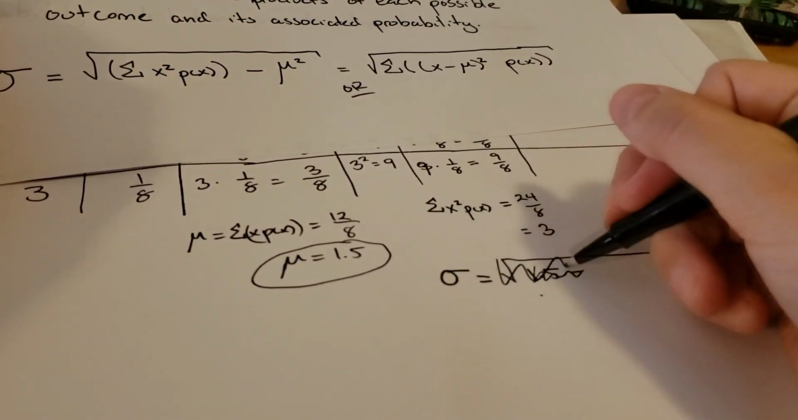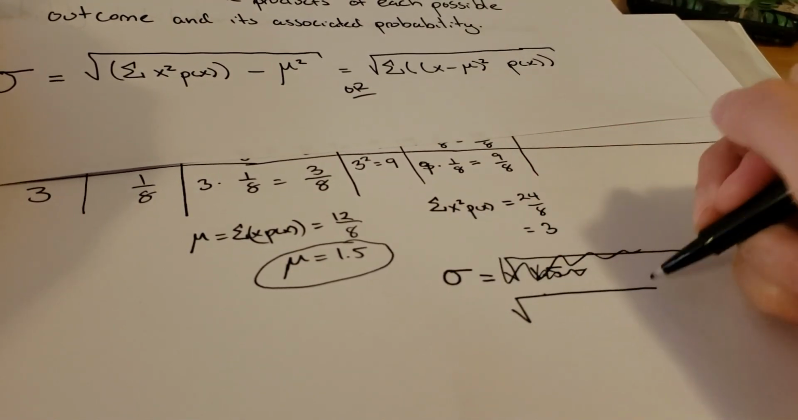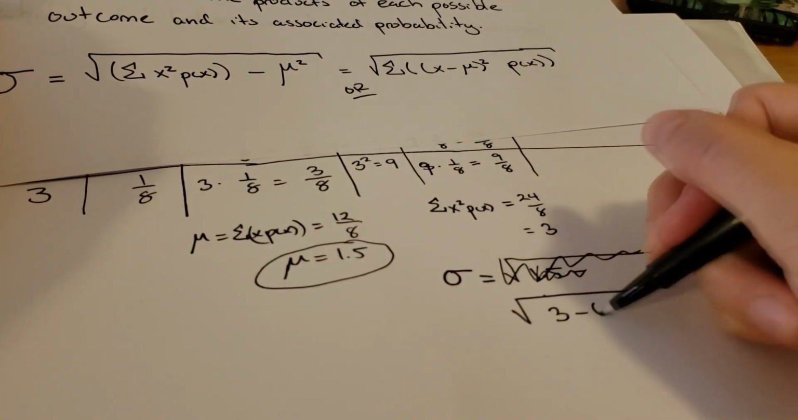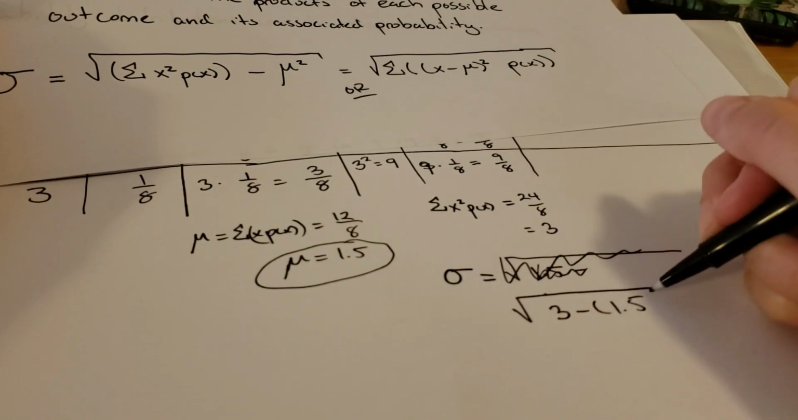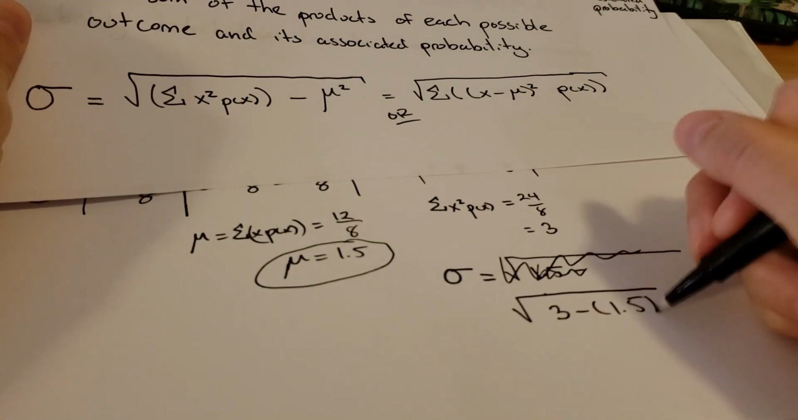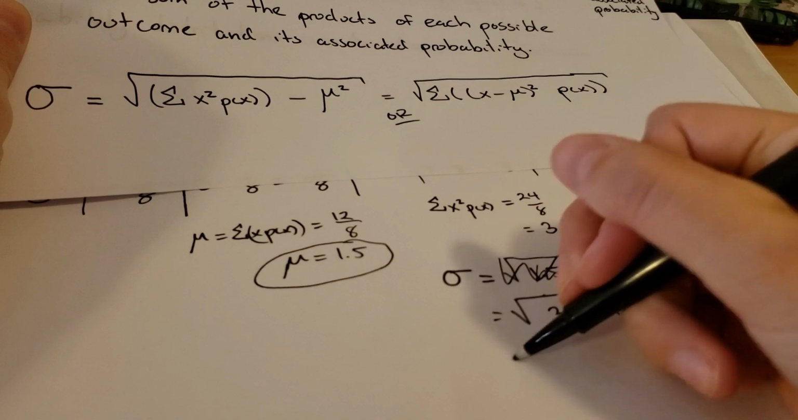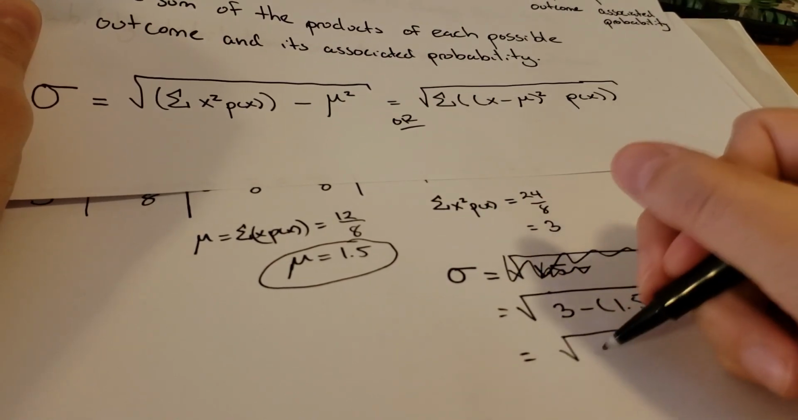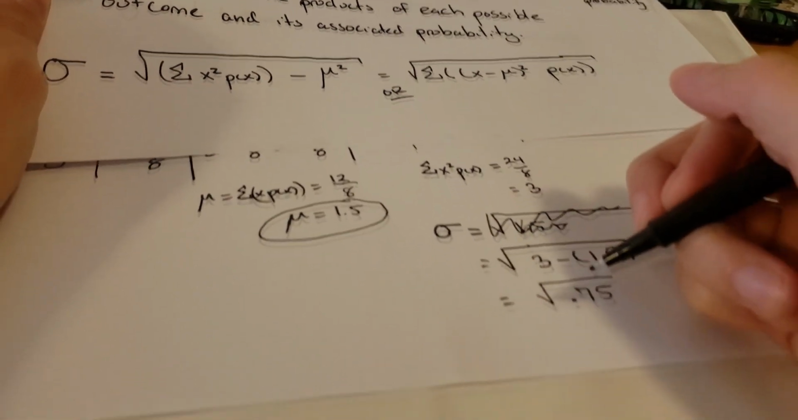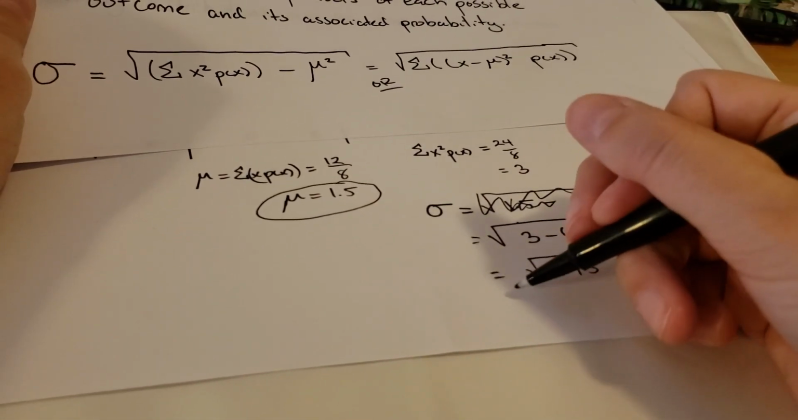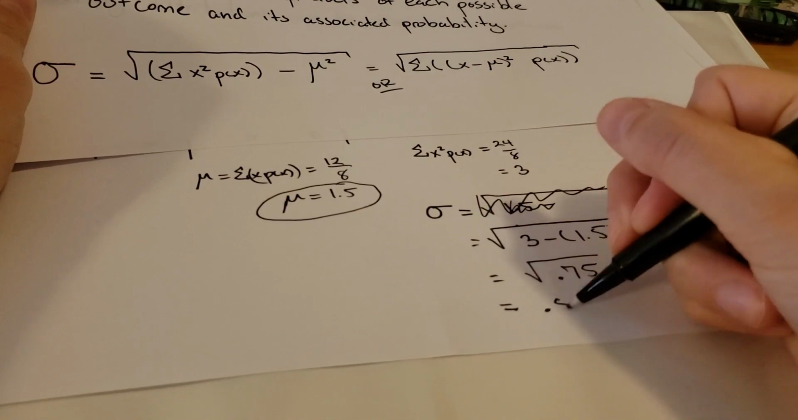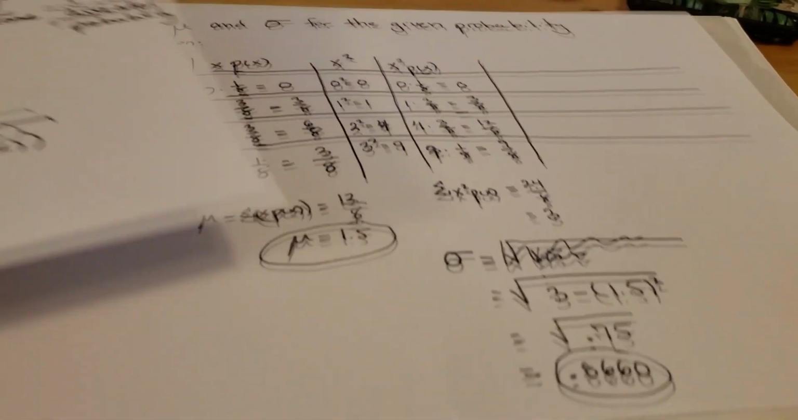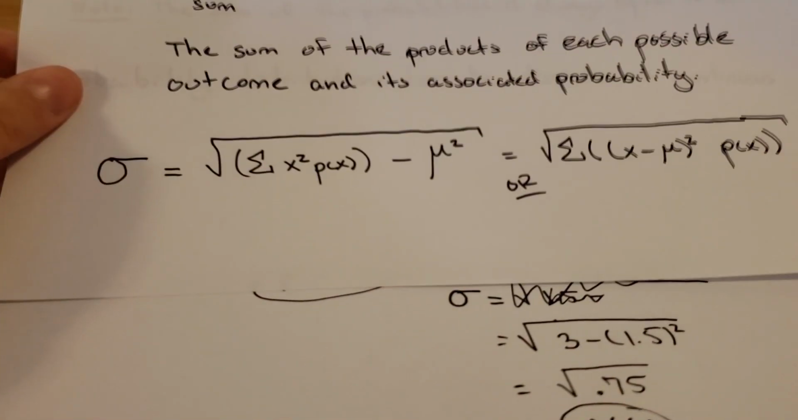Okay, so sigma, right, x squared p of x is 3, minus mean squared, which is 1.5 squared. And this ends up being radical 0.75, which works out to be 0.8660. Okay, so this is one way to calculate the standard deviation.